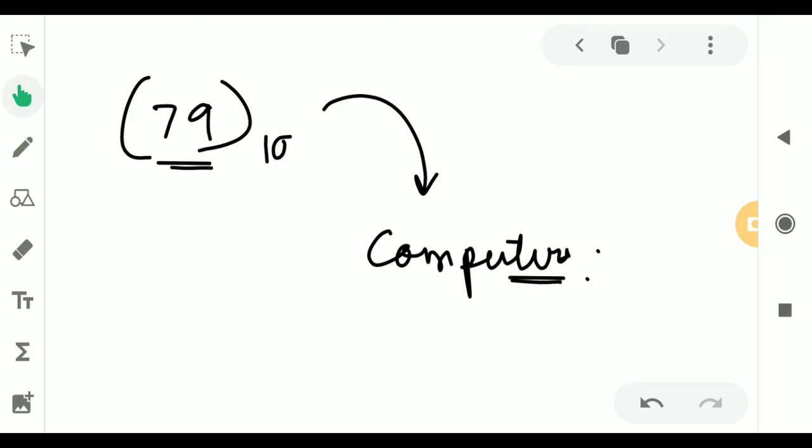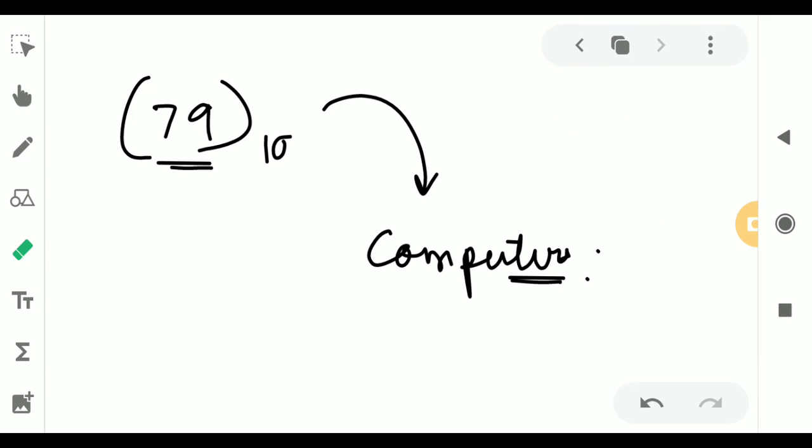Just to explain, what is this brace along with 10? This 79 is in decimal number system. If I write 79 with brace and an 8, that means this number is in the octal number system. We'll get to this later, but for now let us understand that this is in decimal number system.